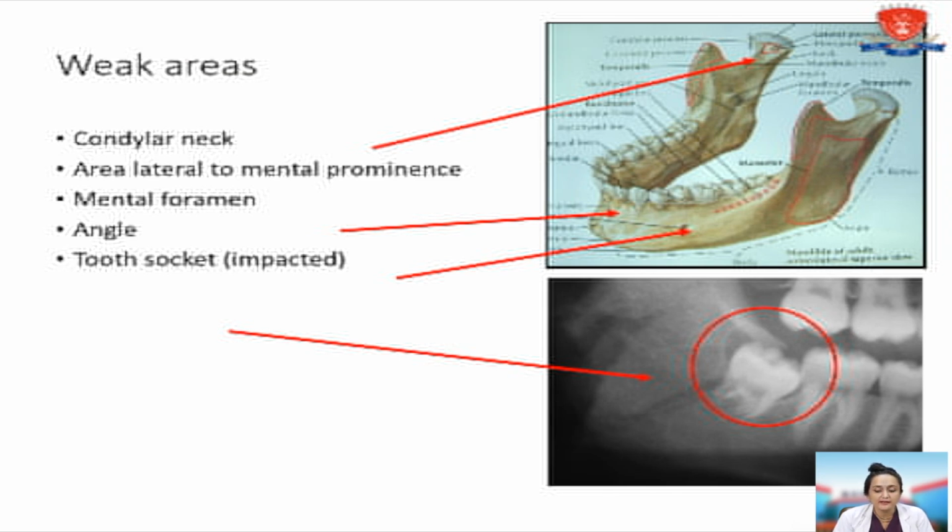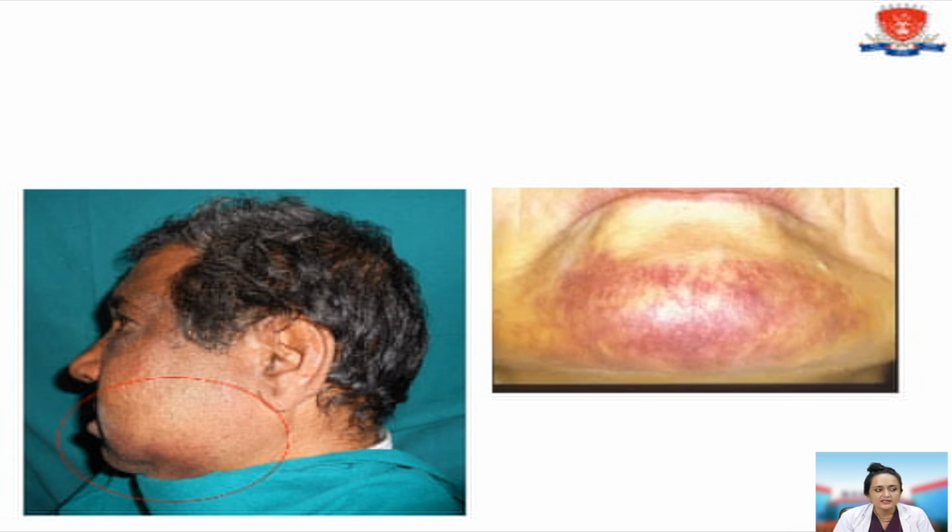So the picture represents the weak areas of the mandible, that is the neck, the symphysis, the tooth socket, which is impacted tooth socket in the second picture. That is also a weak area in the angle region. So these are the clinical pictures showing hematoma, swelling, and ecchymosis in the chin region.